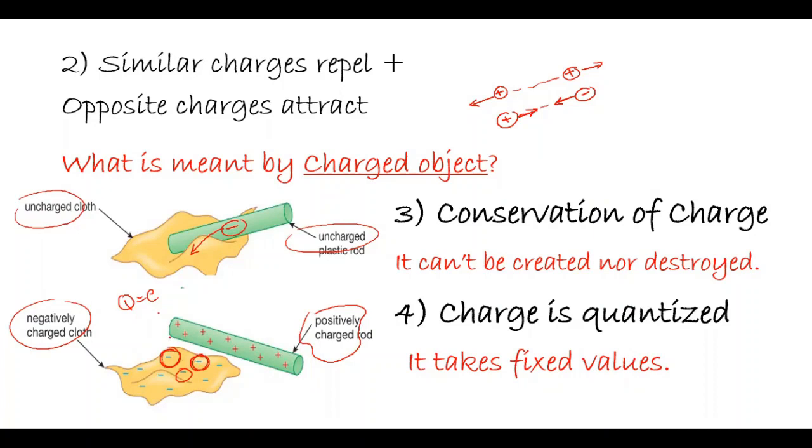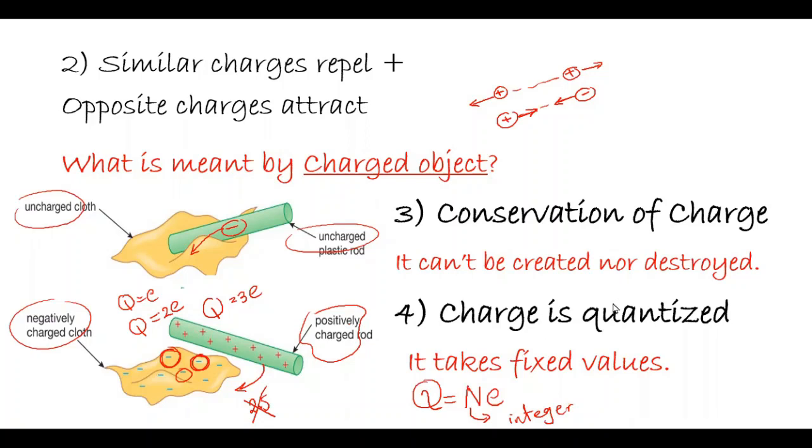If 2 electrons have been transferred, Q will be 2e. If 3 electrons, Q will be 3e, and so on. You will observe here that Q takes an integer value times e. We can't say that 2.5 electrons are transferred from the rod to the piece of cloth. This doesn't make sense. So Q should be written as n e, where n is an integer, to represent that a whole number of electrons should be moved from one object to another.